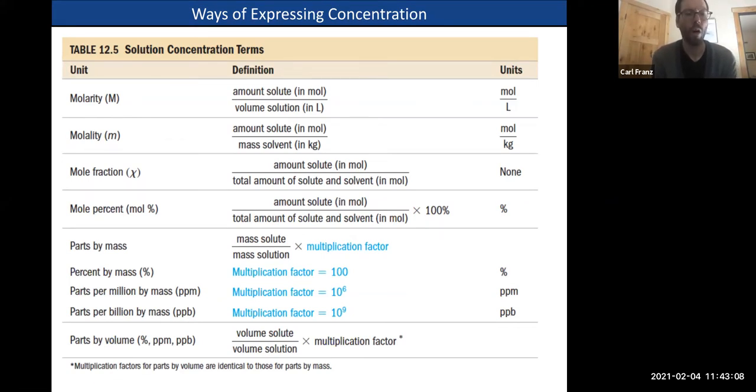Oftentimes when we talk about toxicity, what is the ppm or the ppb that is acceptable in our drinking water, per se? So if we wanted to say we're using atrazine as a pesticide, and some of that's going to eventually leach into the water system, what is the parts per million or the parts per billion that's an acceptable dose in our drinking water?